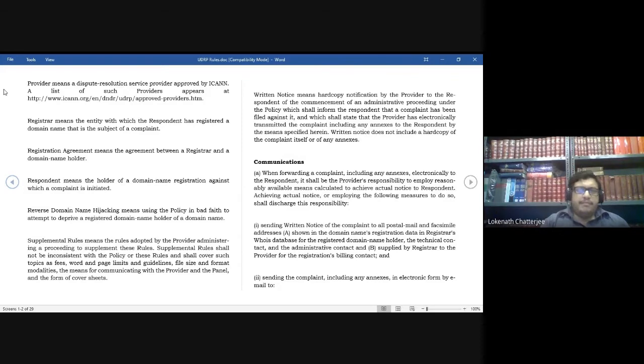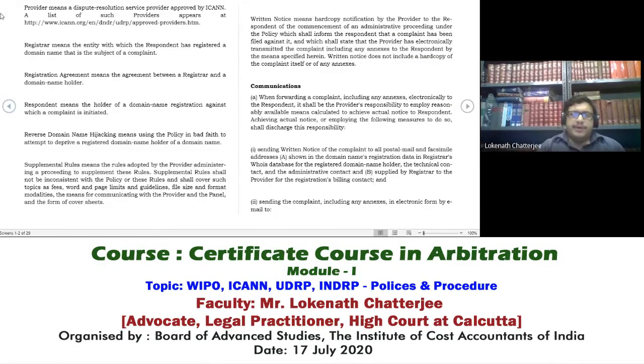Registrar, again, is the entity with which the domain name or the website name is registered. Registration agreement is between the registrar and the domain name holder. Now here, who is a respondent? Respondent is someone who's responding. We have called the complainant or the petitioner, and then we've got the respondent. Respondent is someone who has got the domain name registered, pertaining to which a complaint has been received. Now, reverse domain name hijacking, interesting.